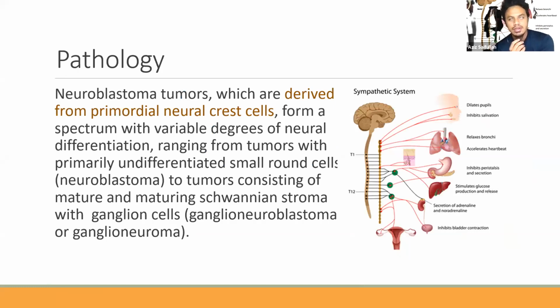The pathology is, as mentioned before, derived from primordial neural crest. It can range from tumors with primarily undifferentiated to differentiated cells, and also maturing Schwannian stroma with ganglion cells. It can be in the form of neuroblastoma, ganglioneuroblastoma, or ganglioneuroma. So it is a spectrum of disease, or a spectrum of types, in neuroblastoma.